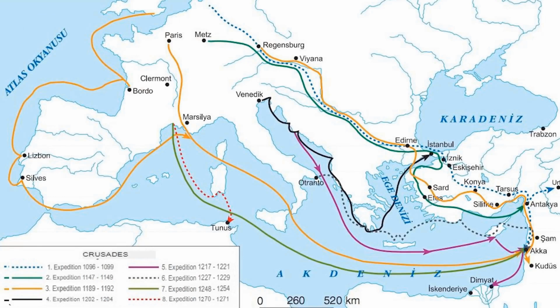1189, a crusade is being organized. An army of 100,000 Germans and French enters Anatolia. They are all dispersing. After this dispersal, further crusades are organized, but they are never able to regain that power.